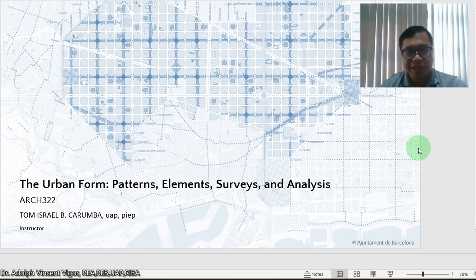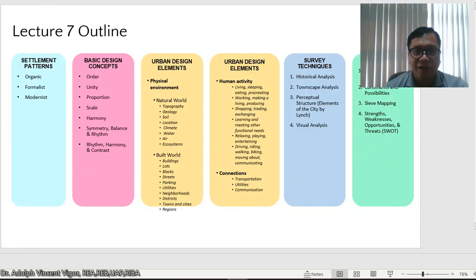So today we're going to discuss the urban form, the patterns, the elements, and surveys and analysis. So this will be our lecture outline. I think we won't be discussing all of this. Probably we'll just discuss up to the urban design elements, and we'll discuss the next half next week. So we'll look into the settlement patterns, the basic design concepts, and the urban design elements for this week.